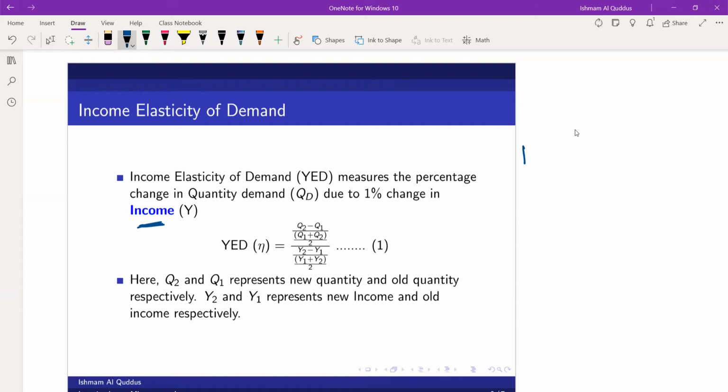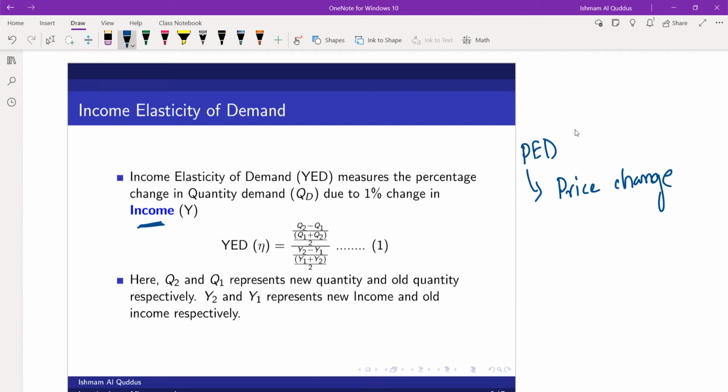So remember that when we were talking about PED, we were discussing the effect of price change. But here we want to see how, if any changes are brought in income, we respond to that change through adjusting our quantity demand. So try to understand before delving into the calculation part. I want you to understand this.